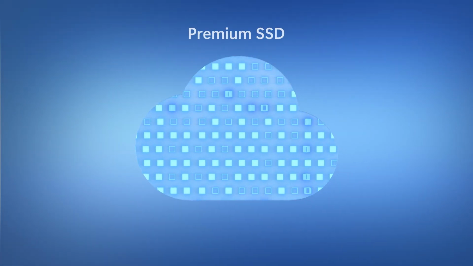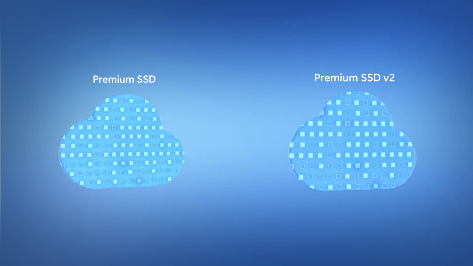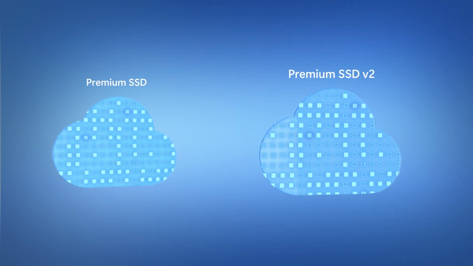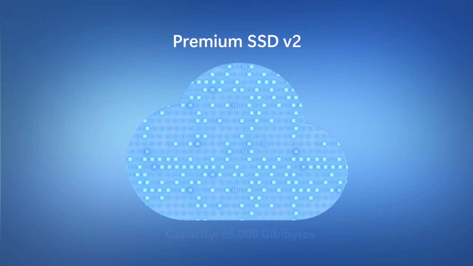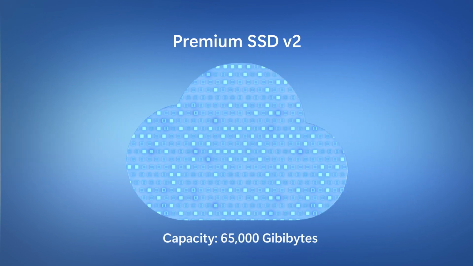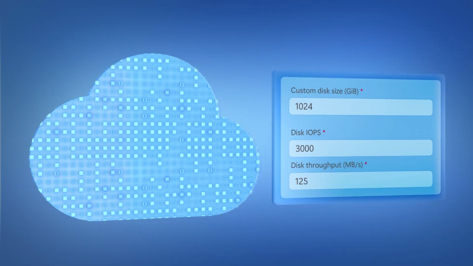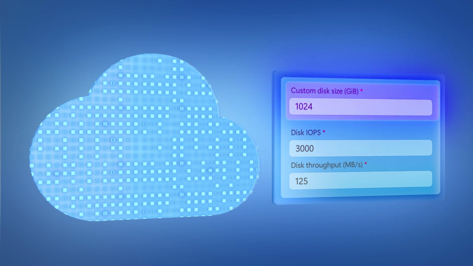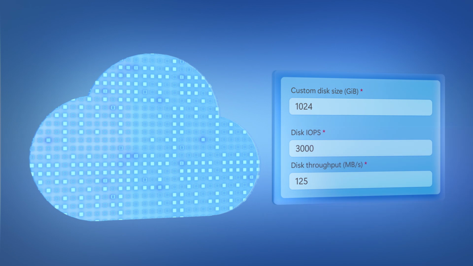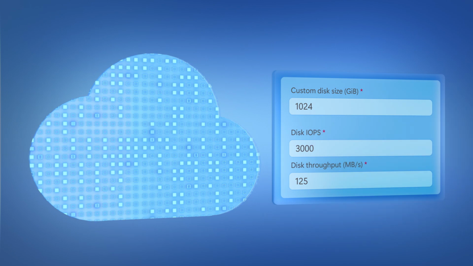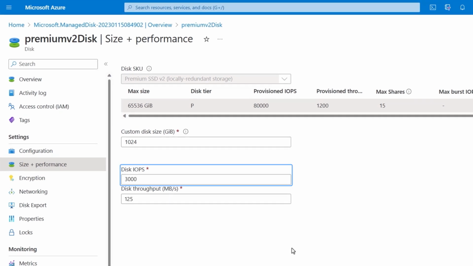Now, specifically for your data disks, this is where the latest generation of premium disk storage, Premium SSD v2, comes in. It delivers almost double the capacity of Premium SSD, with a maximum disk size of over 65,000 gigabytes, and provides sub-millisecond latency. But there's an important difference. This option lets you decouple your disk storage capacity from your performance requirements, which means you don't have to provision larger disk sizes to get the performance you need. You always get a baseline performance of 3,000 IOPS and 125 megabytes per second included, and you can dynamically scale up or scale down your IOPS and throughput as needed without downtime.